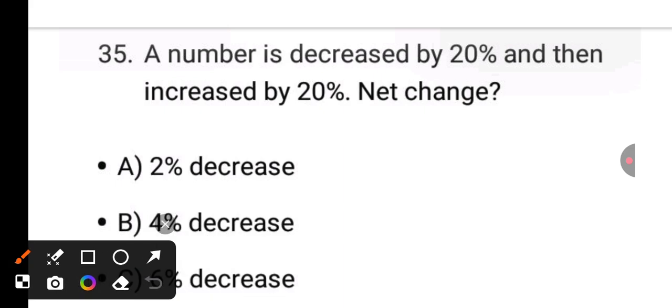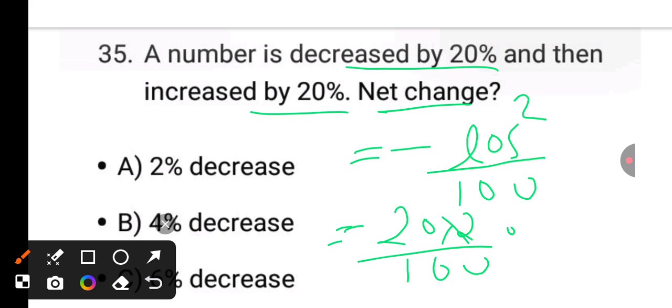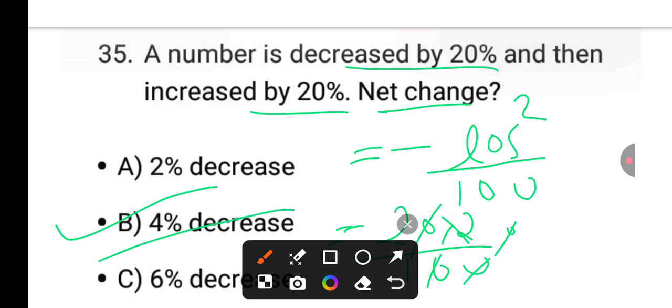See, this is a very important one. A number is increasing by some percent and then decreasing by the same percent, then the net change is always a loss. Loss equals percent square divided by 100. It means 20 into 20 divided by 100 with a minus sign, minus 4% decrease.